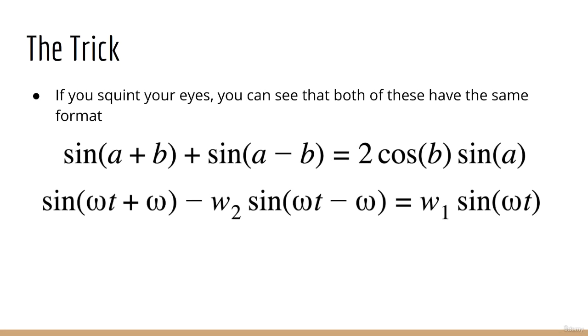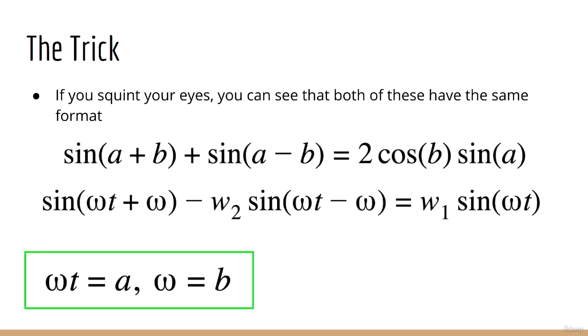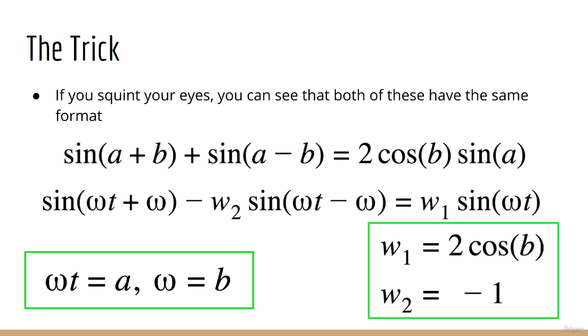Now here's the main trick. We have to recognize that both of these equations have the same format. If we look inside the sine terms, we see that omega t is just a and omega is just b. Immediately, this helps us figure out the constants w1 and w2. We can already see that w2 must equal minus 1. This also means that w1 is equal to 2 cos b, which is equal to 2 cos omega. Thus, we've proved that we can represent the sine wave as a recurrence relation.